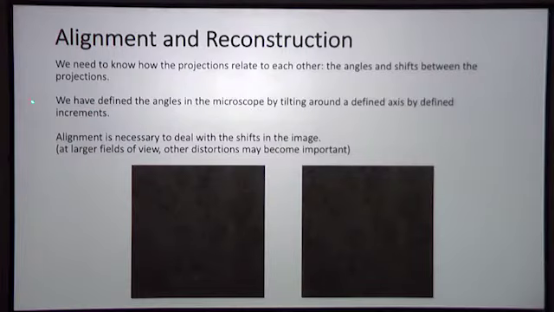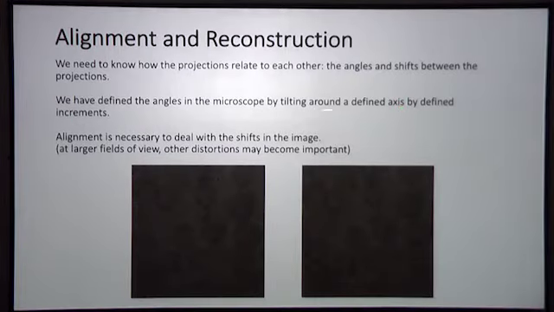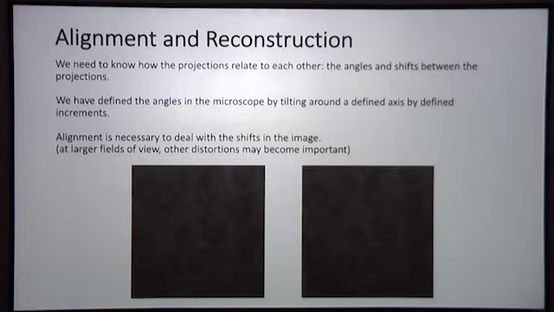The difference is that we've defined the angles in the microscope because we've physically tilted the object around a defined axis. And the axis of the microscope is extremely reliably positioned relative to the camera, so we don't necessarily need to solve for that if we know where it is. We do, however, need to do alignments to deal with the shifts in the image. As we rotate, the sample has shifted, and we've corrected for that, and that's not done perfectly.